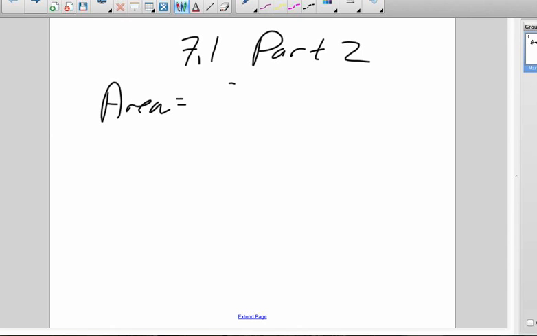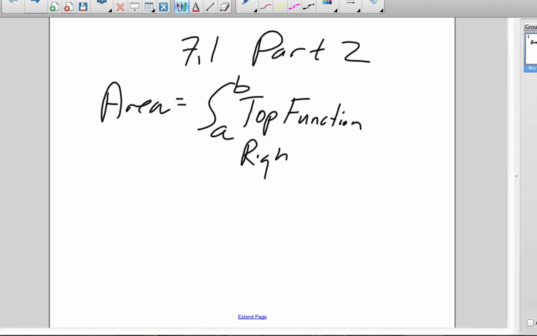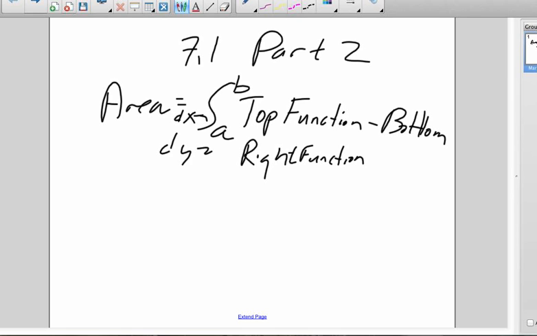was equal to the integral between the 2 points where they intersected of the top function, if you're dealing with respect to x, and it would be the right function if you're dealing with y. This would be for x, and this would be, if you're doing dx, this would be doing dy. Minus the bottom, and this would be the right function minus the left. All right.